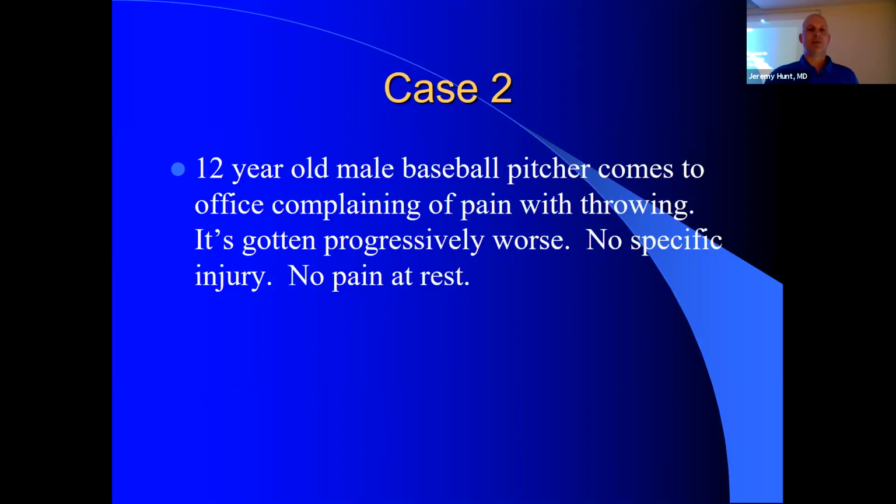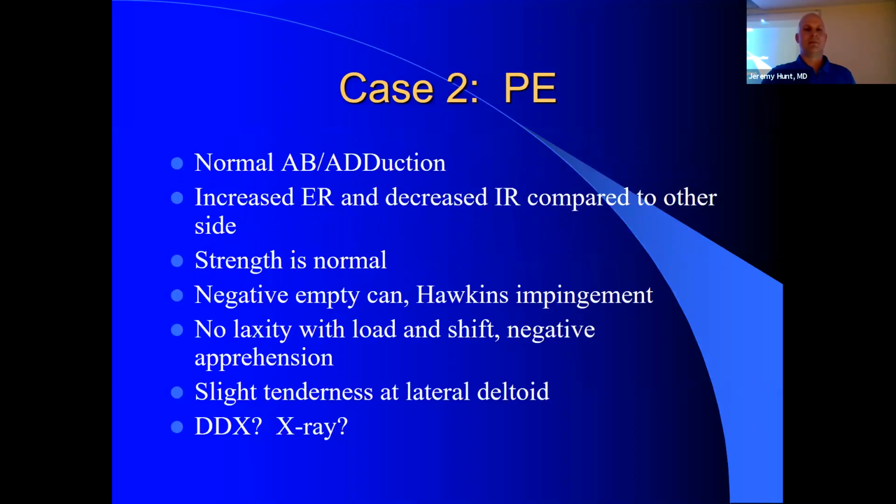Okay, 12-year-old male baseball pitcher comes to the office complaining of pain with throwing. It's gotten progressively worse. There wasn't any injury. No pain at rest. On exam, normal motion, abduction and adduction, has some increased external rotation and decreased internal rotation compared to the other side. Strength is normal, empty can's fine, negative Hawkins impingement.